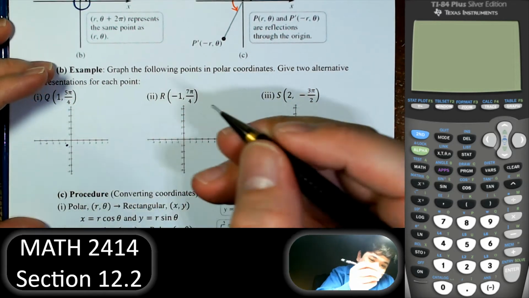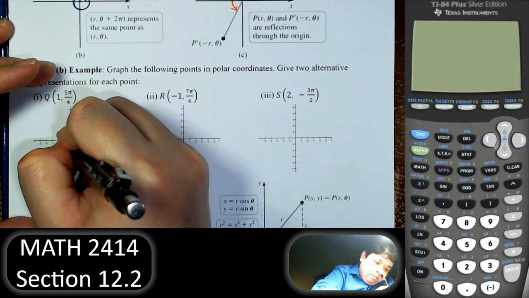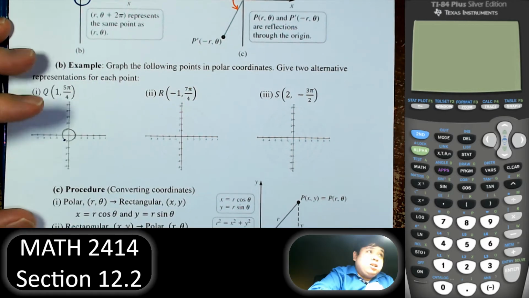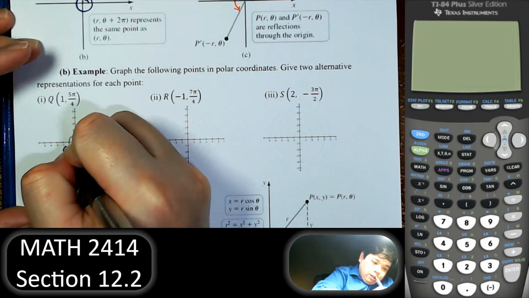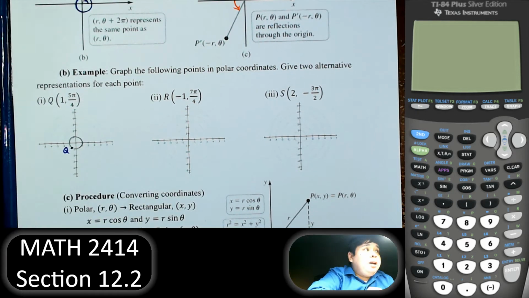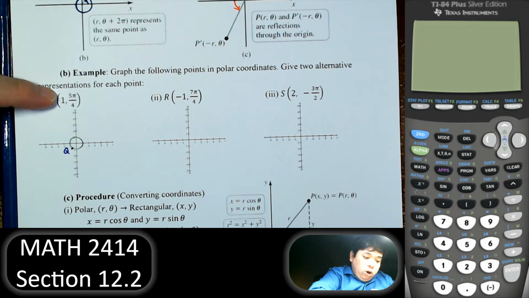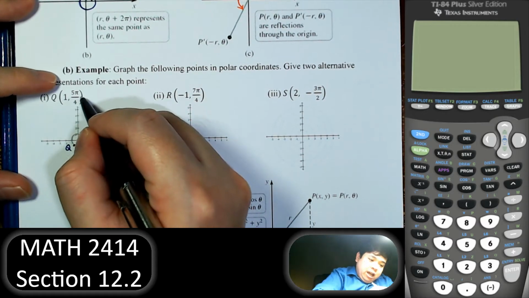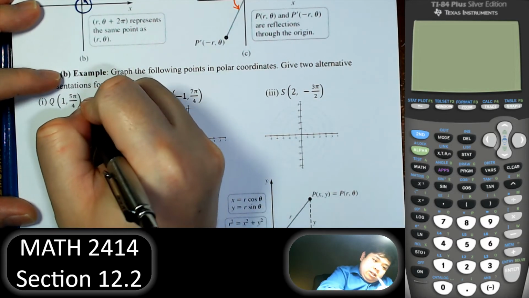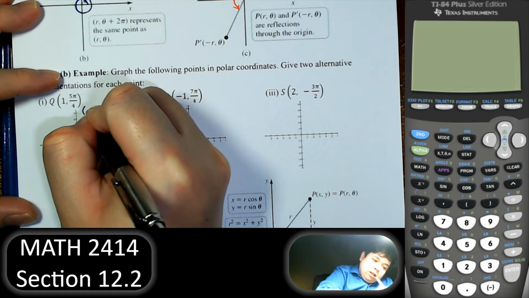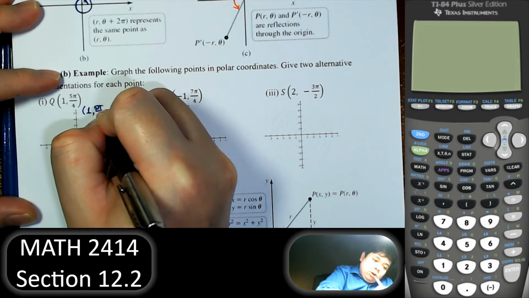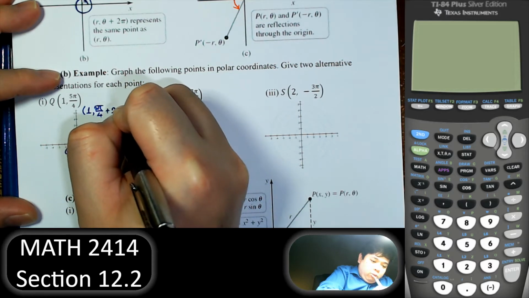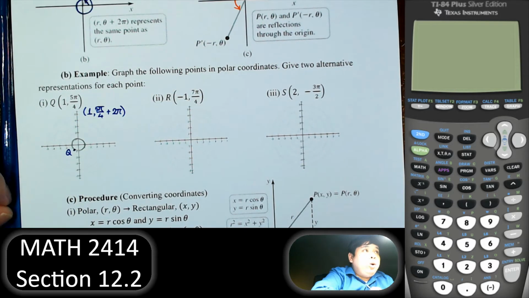Yeah, so you will see it. I drew concentric circles, and that is the circle of radius 1, so we have that point, Q. Now, that is the point. If we want two more representations, we can just add 2 pi to it. How about we add 2 pi to it? We get the same point.